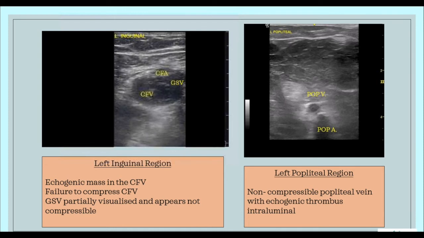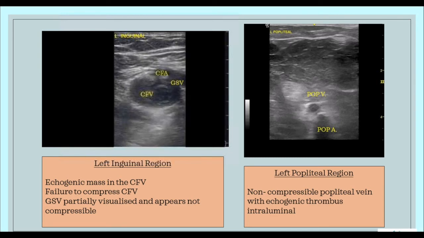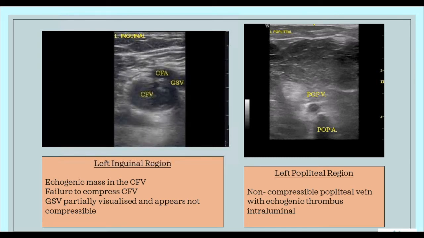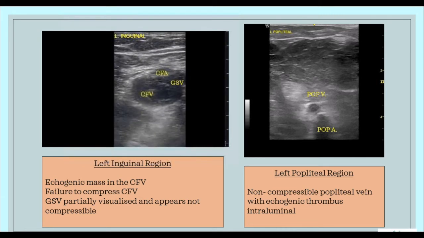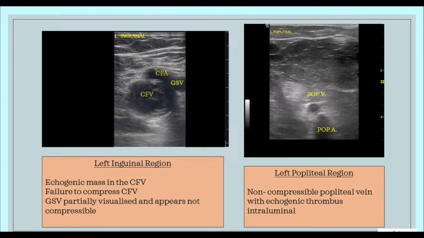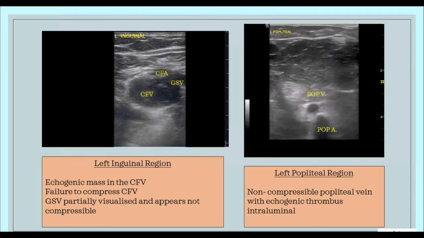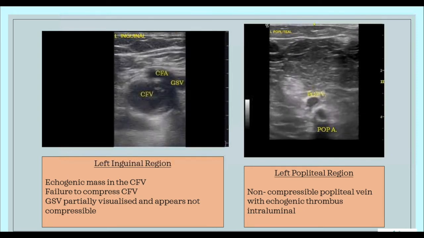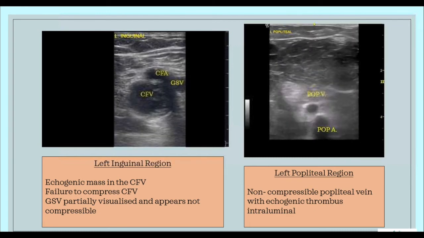In this slide, there are two clips that show how DVT looks like in ultrasound. The first clip on the left is a clip at the left inguinal region. We can see there is echogenic thrombus in the common femoral vein, causing failure to compress the vein. And the greater saphenous vein is partially visualized and appears not compressible. On the right is a clip at the left popliteal region, and we can see the popliteal vein is not compressible with echogenic thrombus intraluminally.